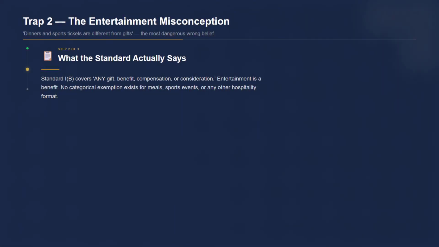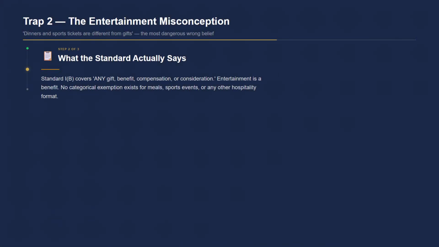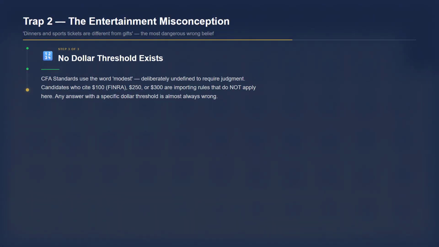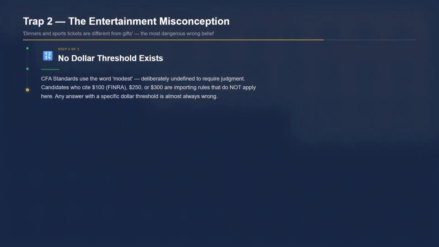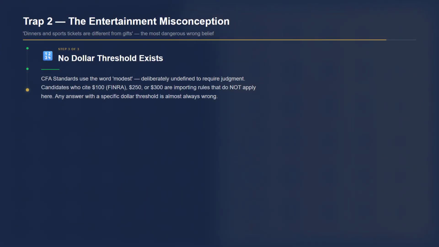Read the standard again. Any gift, benefit, compensation, or consideration. The word any explicitly includes dinners, sporting events, concerts, and all entertainment. There is no categorical exemption for entertainment under IB. And trap 2 within the trap, there is also no specific dollar threshold. Candidates who have studied FINRA's $100 gift rule import that number into the CFA framework. CFA standards contain no such number. When you see a question with an answer choice that cites a specific dollar threshold, 100, 250, 300, that answer is almost certainly wrong.